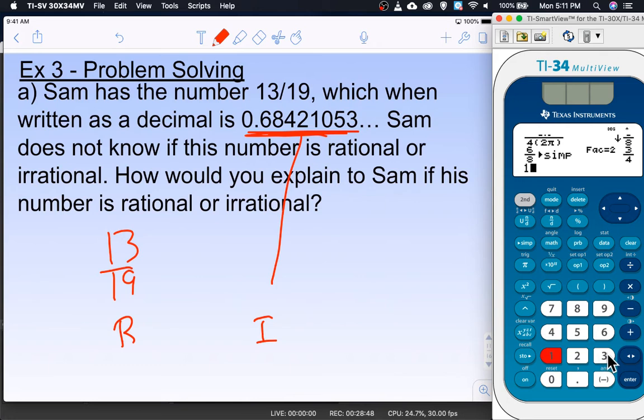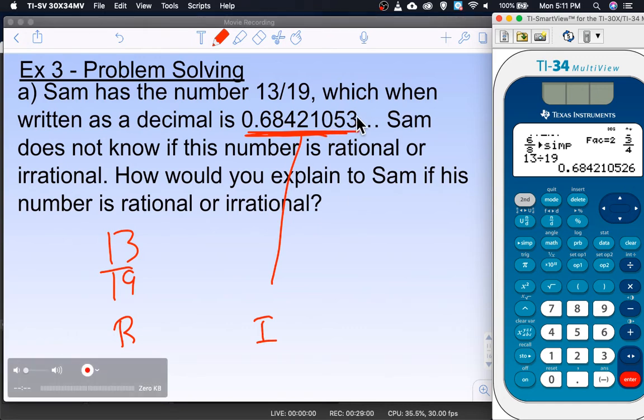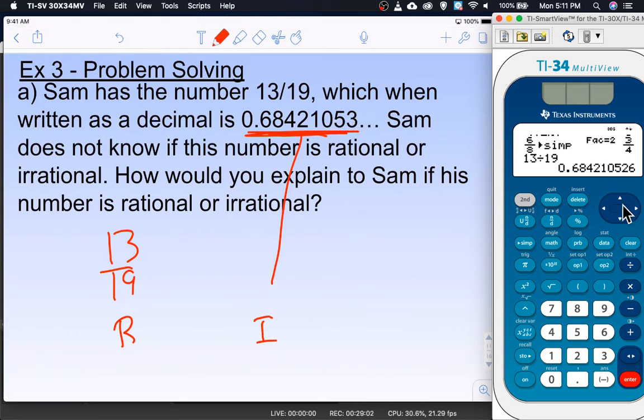I mean, 13 divided by 19. So this calculator shows actually one more digit. The 6 would round this 2 up to a 3, which is why it says a 3 here. But the decimal looks irrational.